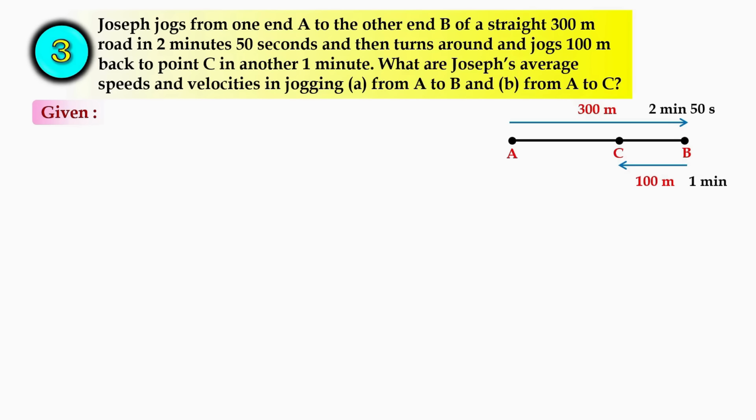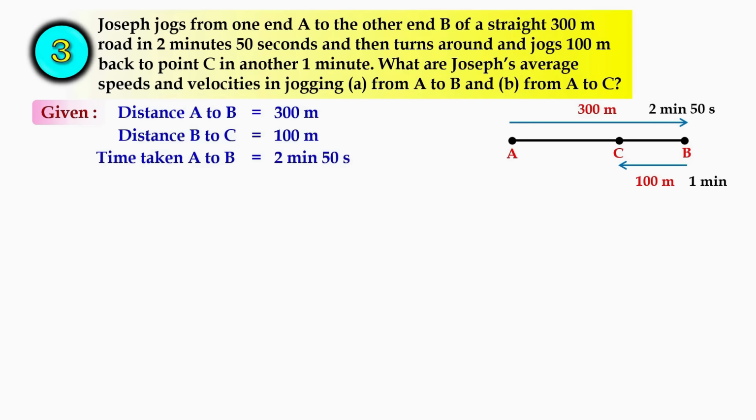We have to find the average speed and average velocity for two cases. First, from A to B. Second, from A to C.